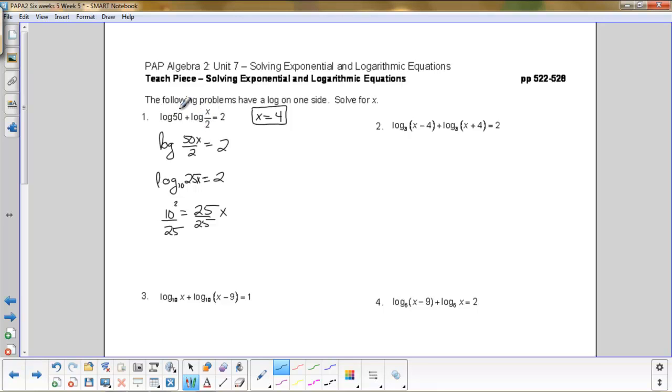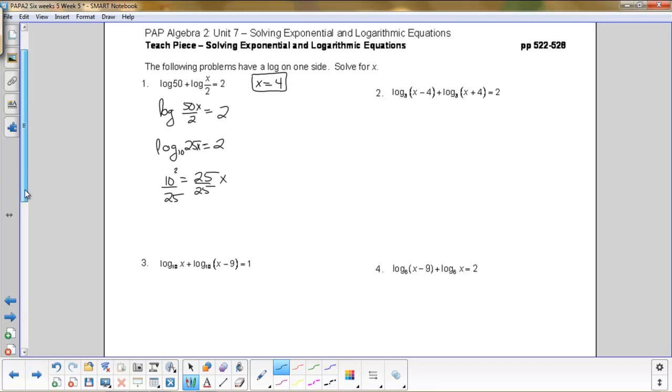So we condense the log down and we get 50 times 2. And log base 10 of 50 times 2 is 100 equals 2. So 10 squared equals 100. Checks out. Question number 3.